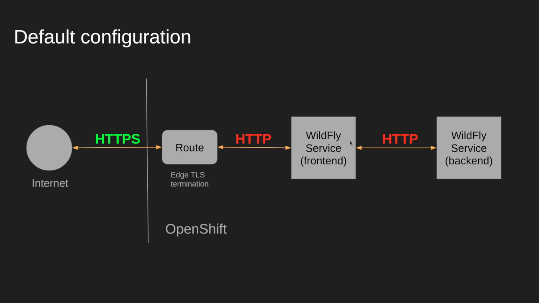However, if you are running on a zero trust environment, you will also need to configure security for the communication between the route and the front end, and also between both microservices. This is what we are going to do here.